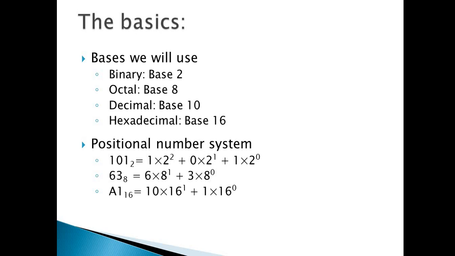So its base is 8. It consists of a total of 8 numbers, that is 0 to 7. Decimal number system, its base is 10. So a total of 10 numbers will be there in this number system, that is 0 to 9: 0, 1, 2, 3 up to 9.